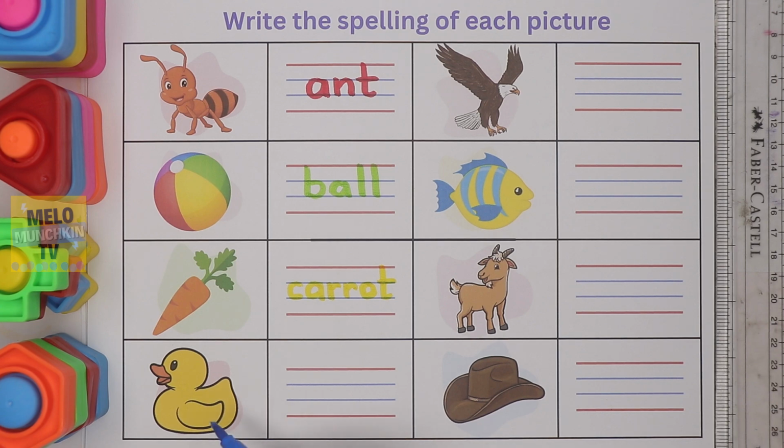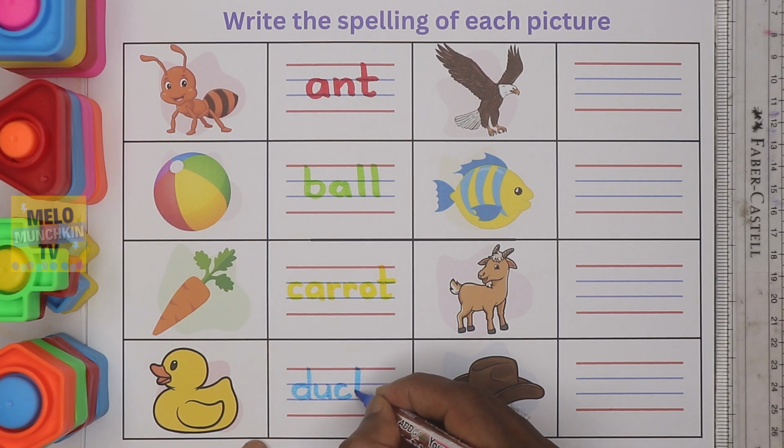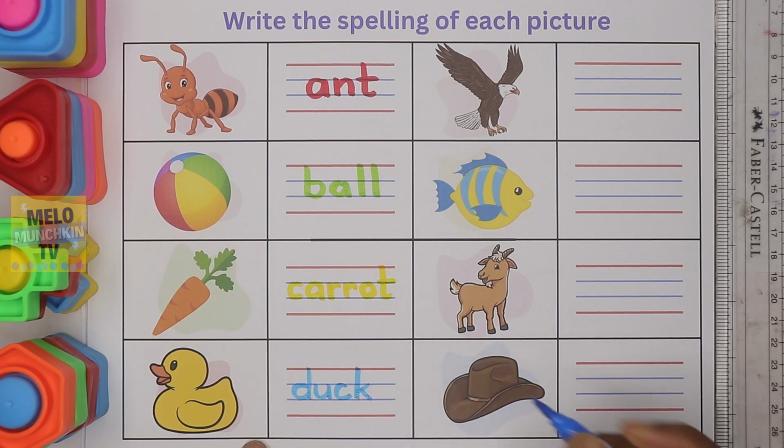Okay. Next I'll take blue color and write the spelling of duck. This is a duck. Okay. So the spelling is D U C K. Duck. This is a duck. D U C K. Duck.